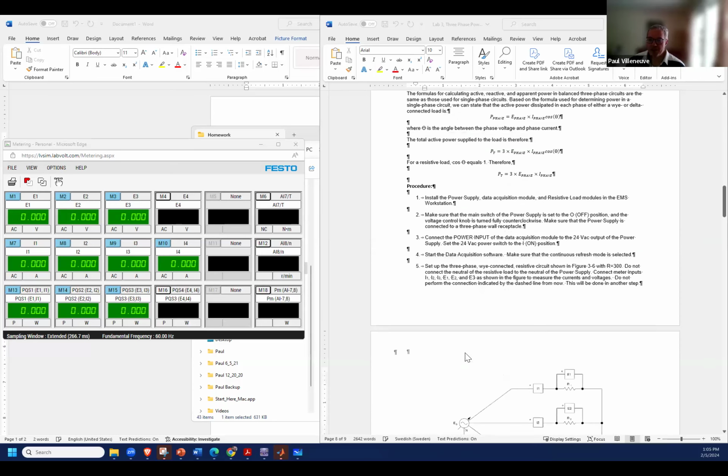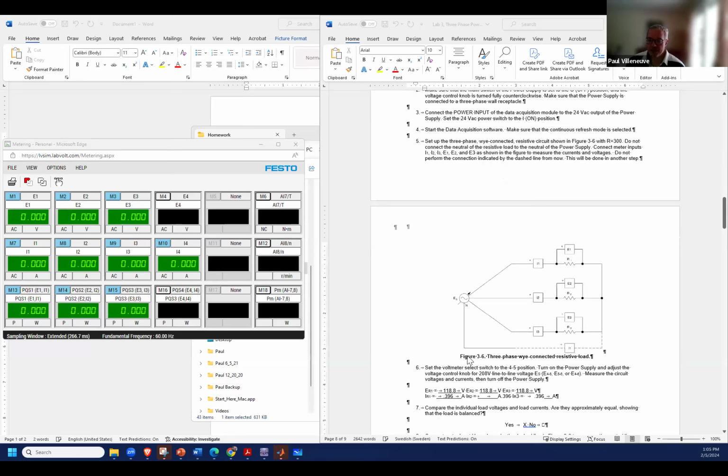So the first thing we're going to do is set up a circuit here. And this is going to be a Y-connected load. Now, our power supply is going to be connected in a Y. And the reason why is because you notice this neutral here. In delta, you don't have a neutral. So my power supply is always going to be a Y, and then my load is going to be Y or delta, depending on the configuration. And so I've got this circuit set up here.